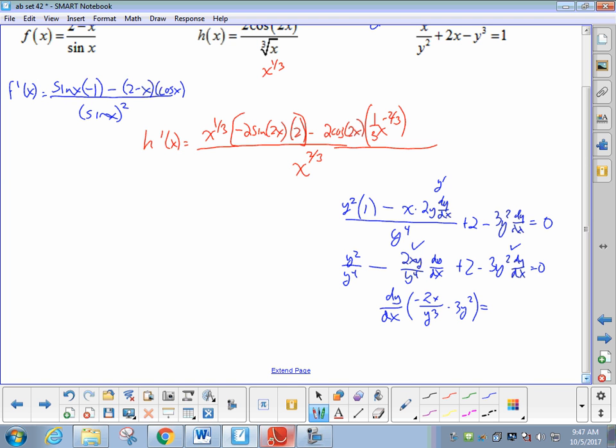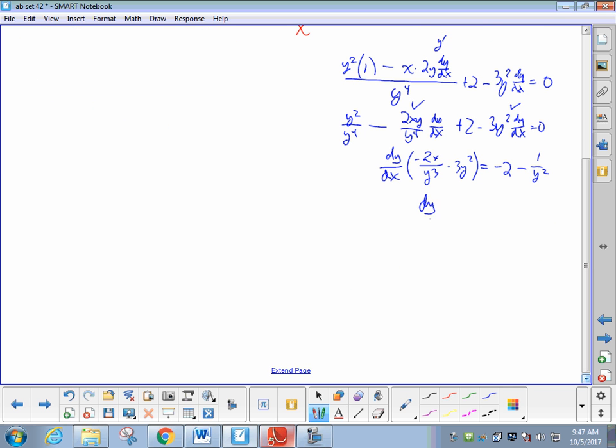So what's on the right side, please? Negative 2, and then a simplified form of y squared over y to the 4th. How about minus 1 over y squared? Cool? All right then, my final answer, not really cleaning it up, is negative 2 minus 1 over y squared over negative 2x over y cubed minus 3y.